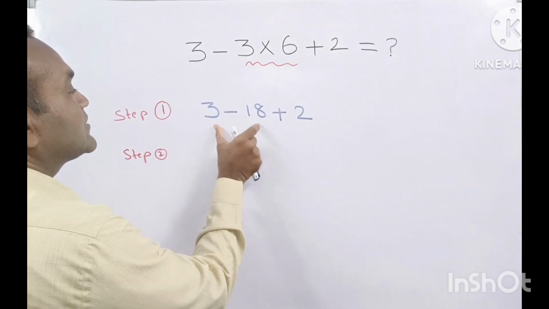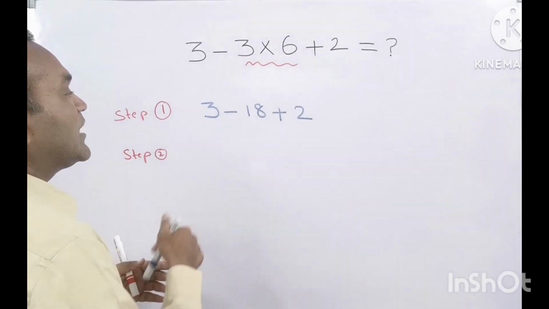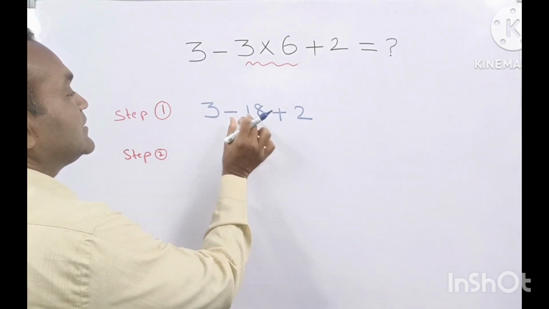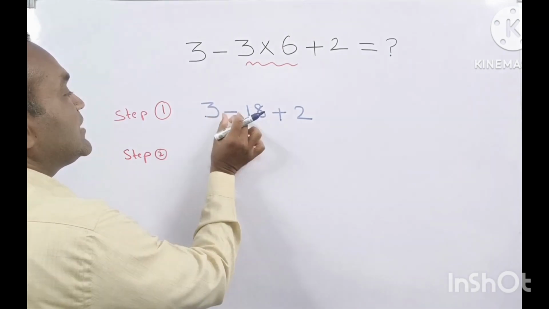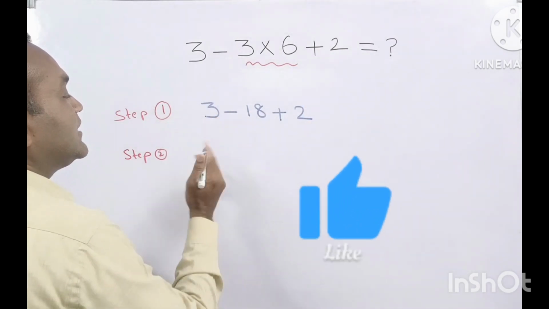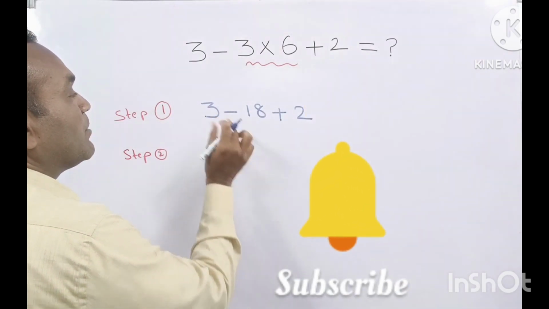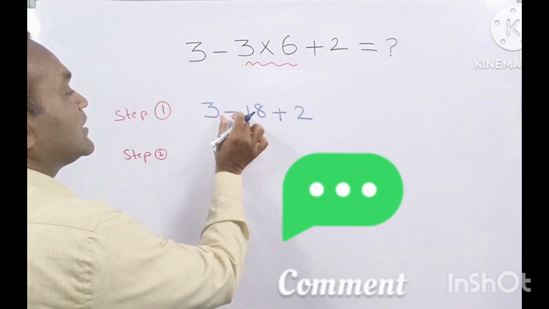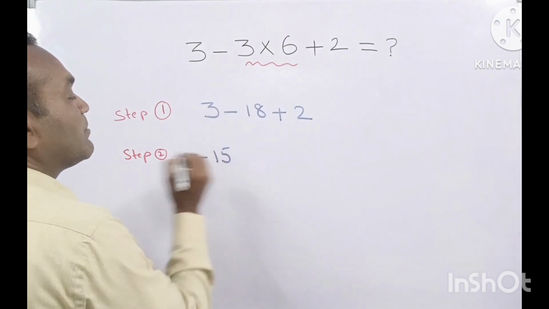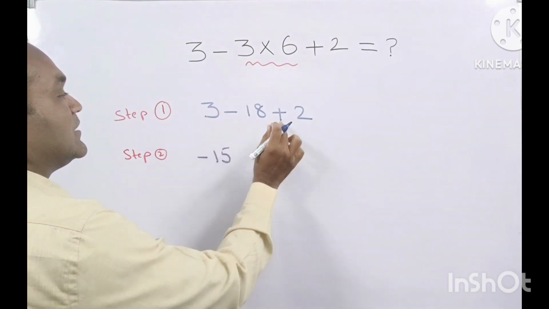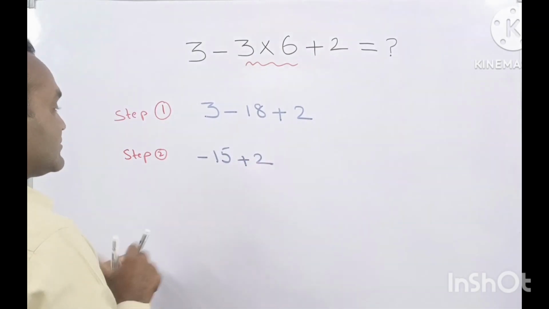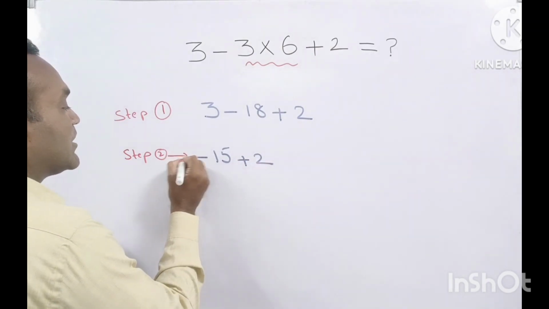simplify the first 2 digits. We will start from the left hand side. 3 minus 18, since there is minus, one is negative and one is positive, so first we will subtract. 18 minus 3, it will be 15, but the negative number is with the bigger number, so we will put the sign minus. Then the remaining is plus 2. Now this is step number 2.